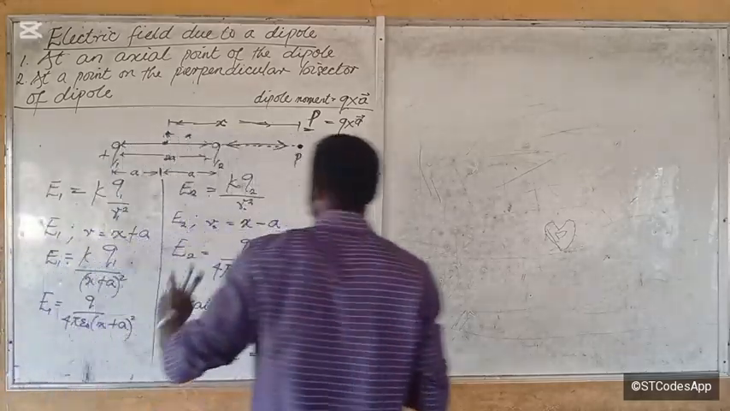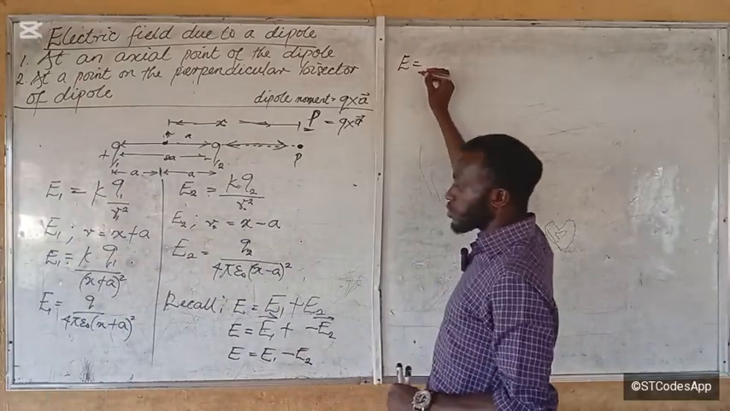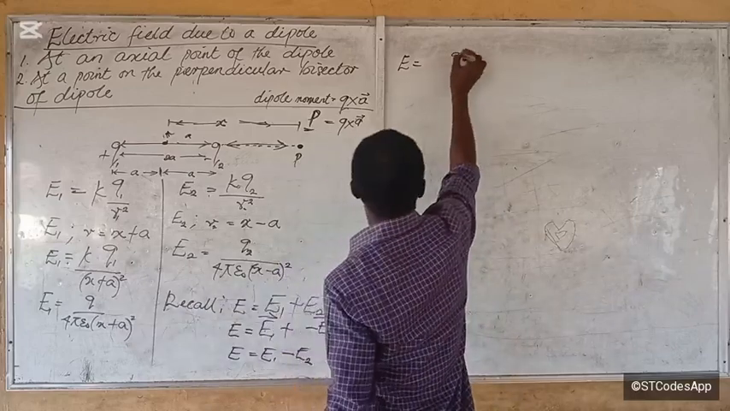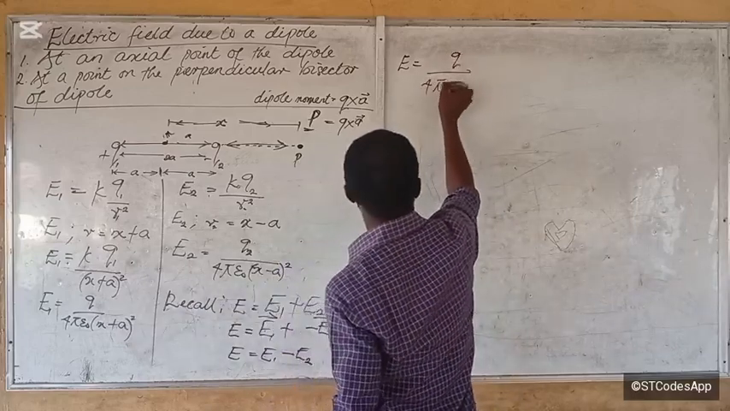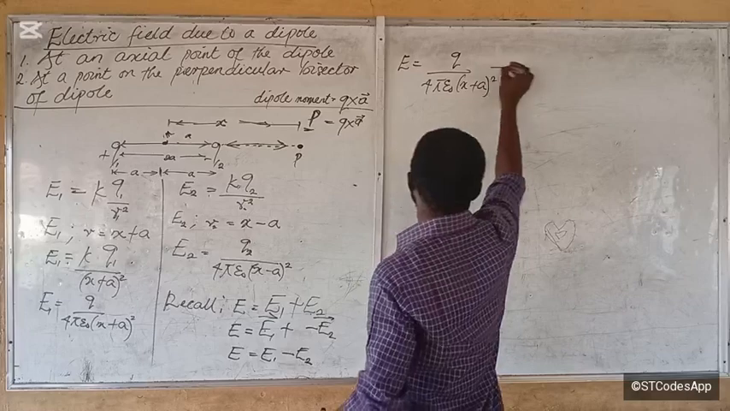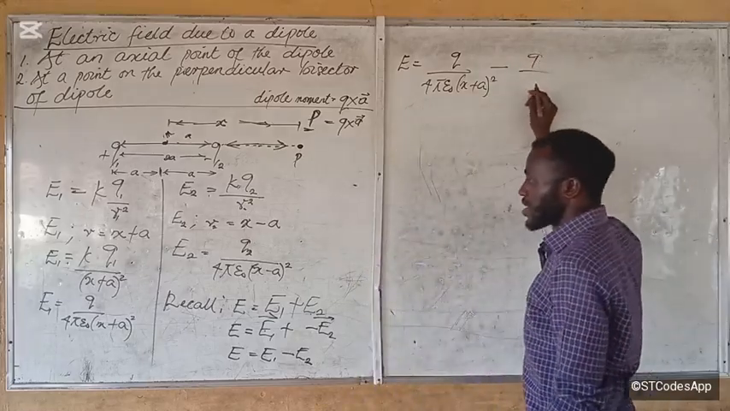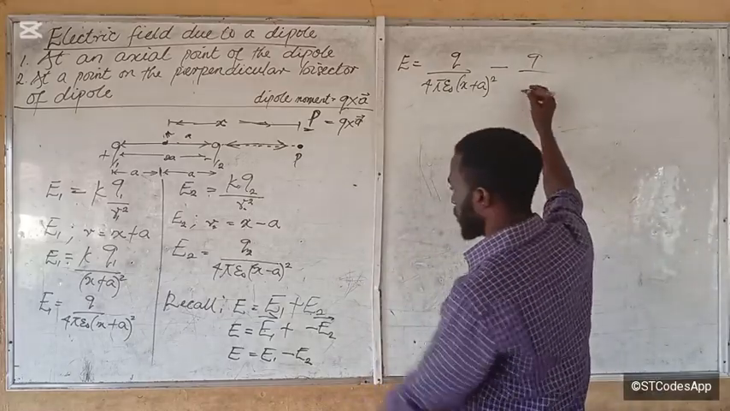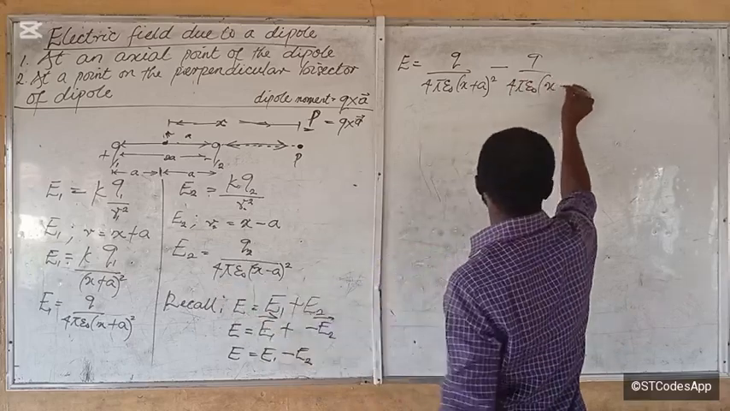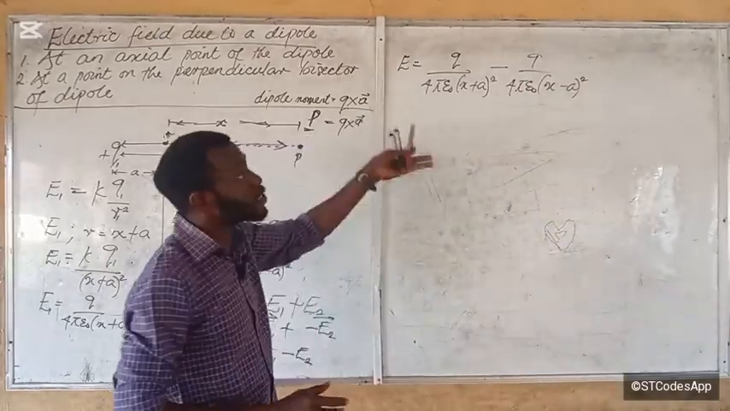Once this is clear, we can go on to say that E is equal to E1, which we got to be this, Q over 4 pi epsilon naught times X plus A all squared, minus Q over 4 pi epsilon naught times X minus A all squared. I hope this is clear. Simple, basic mathematics.